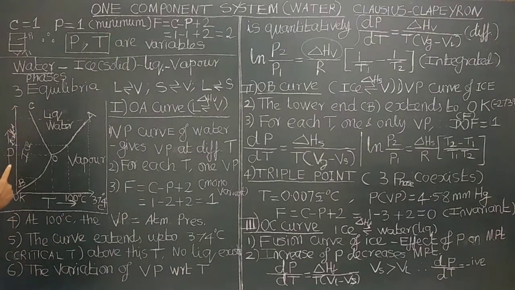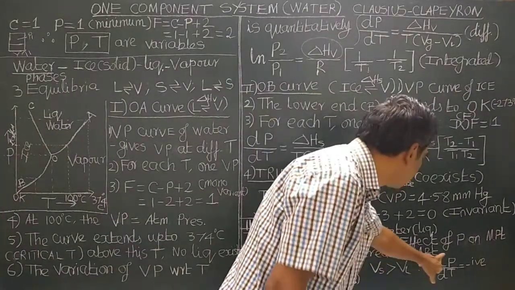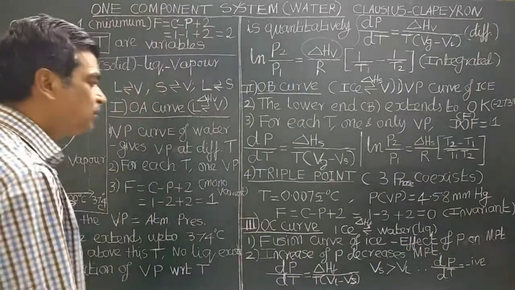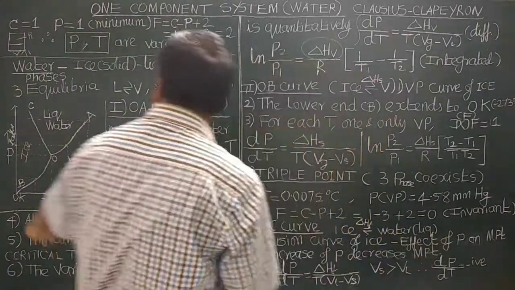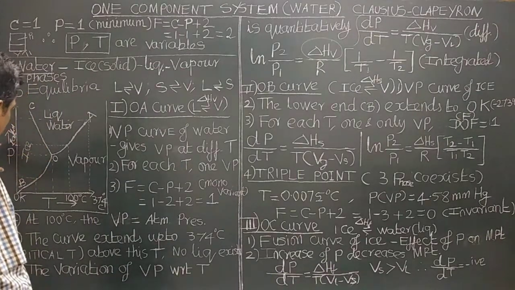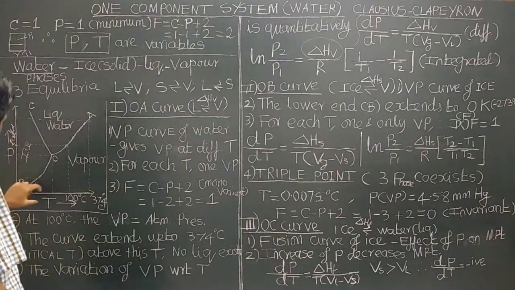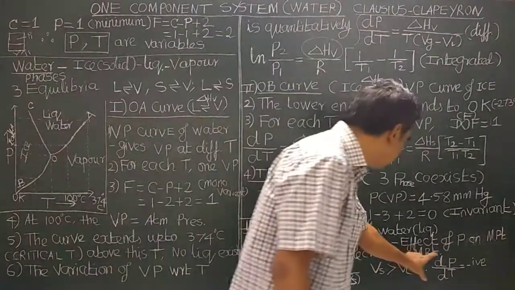If you increase the pressure, what happens? The temperature decreases. It moves to this side. Now here, if you increase the temperature, pressure will increase. But here, if you increase the pressure, the temperature decreases. Therefore, increase of pressure decreases the melting point. This curve gives the effect of pressure on the melting point. Increase of pressure decreases the melting point.